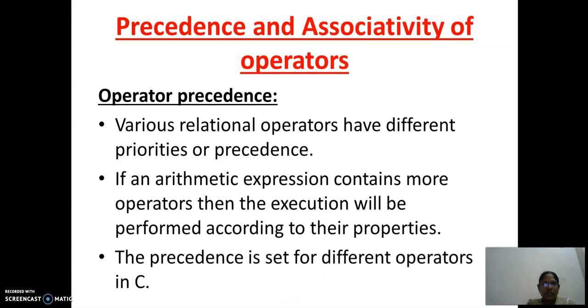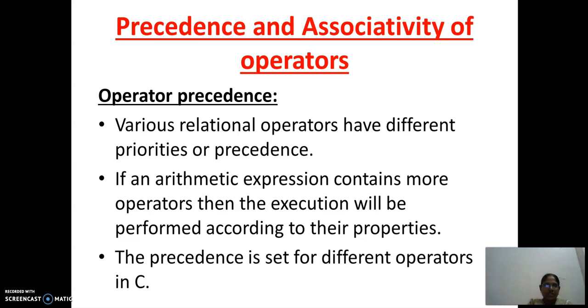Precedence and associativity of the operators. Previously we have discussed the operators. If in an expression you come across a plus b into c, you may get a doubt about which operation to perform first, the plus operation or the into operation. Deciding which operation is performed first is done by the precedence and associativity of the operators.